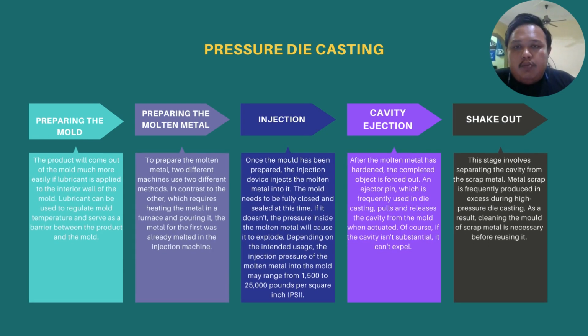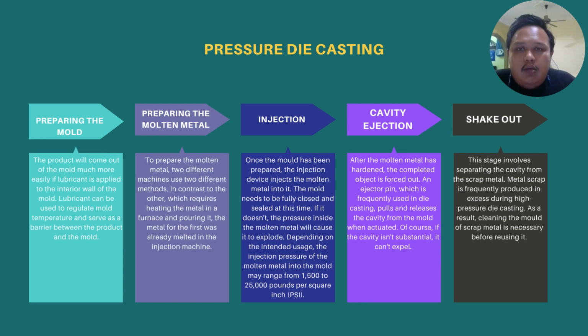The first step is preparing the mold, which means the product will come out of the mold much more easily if lubricant is applied to the interior wall of the mold. Lubricant can be used to regulate mold temperature and serve as a barrier between the product and the mold.